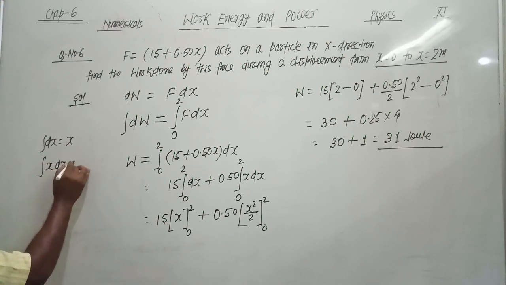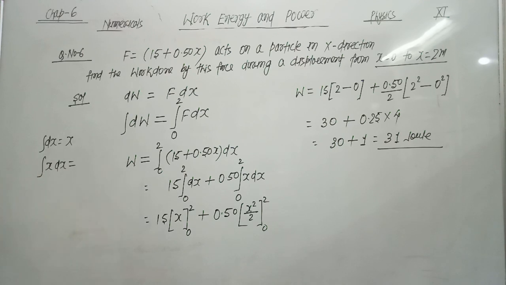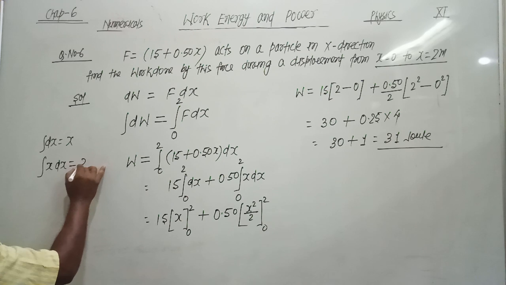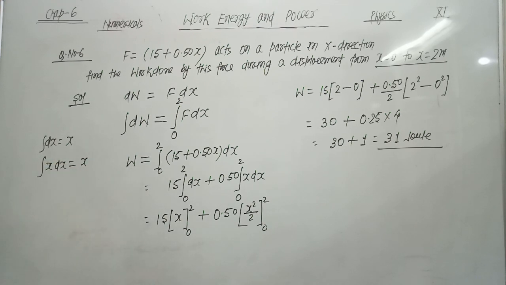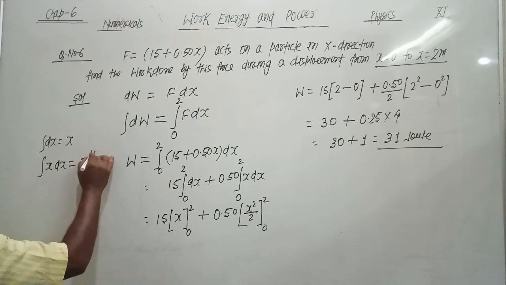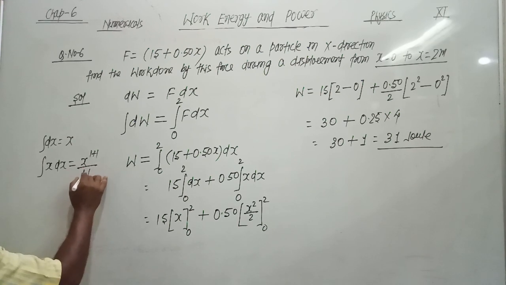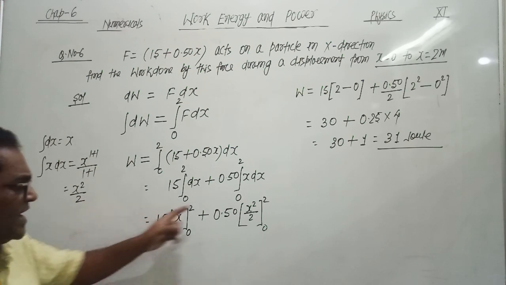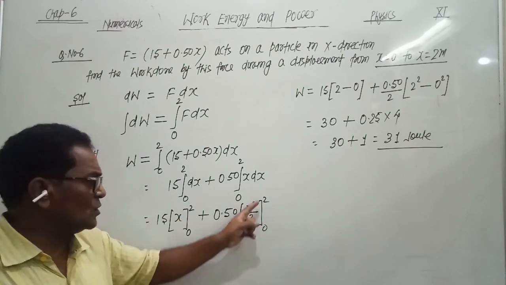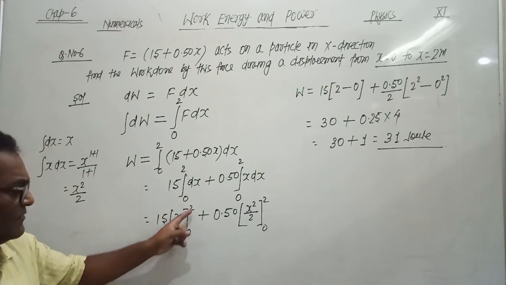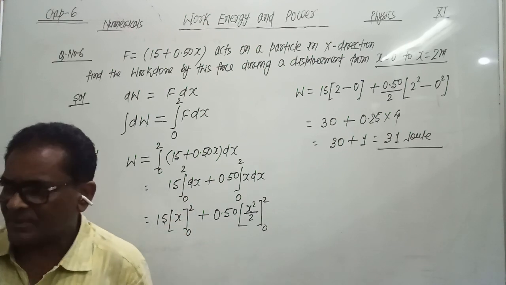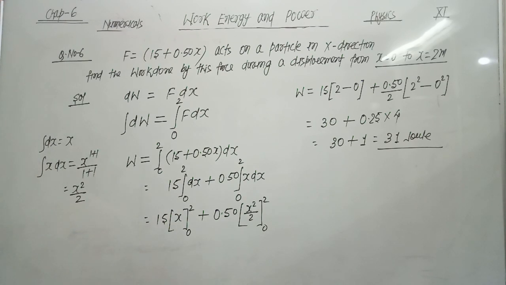This will be integrated using the formula x raised to the power n plus 1 upon n plus 1. Here n is 1, so x raised to the power n plus 1 upon n plus 1 means x square by 2. So integration of x dx is x square by 2. Then we put the limits. First we put the upper limit, then the minus sign, then at the place of x we put the lower limit.